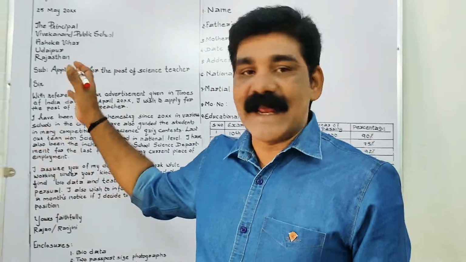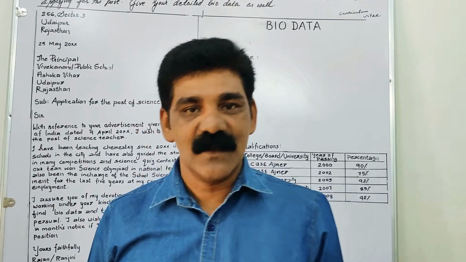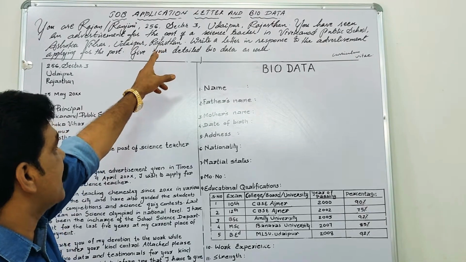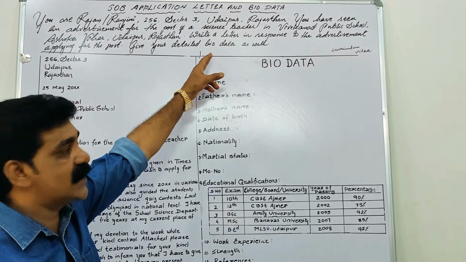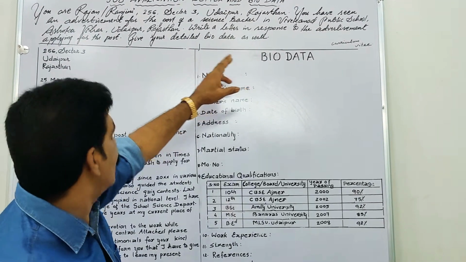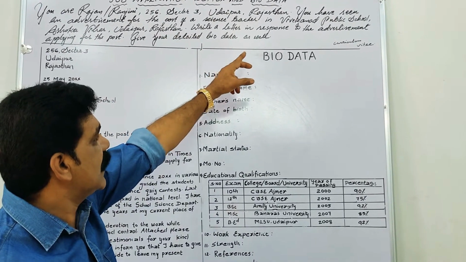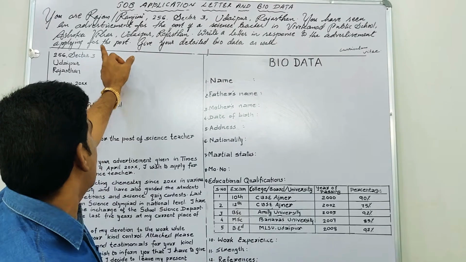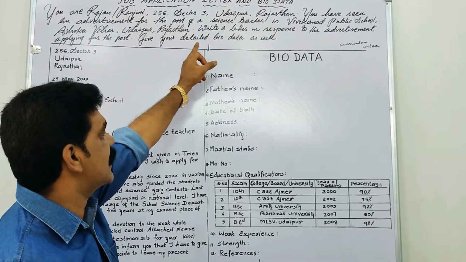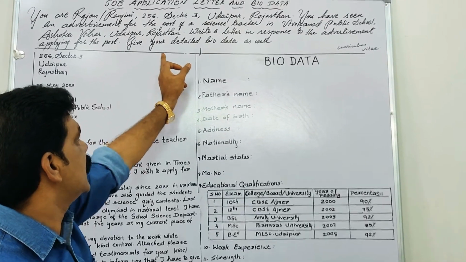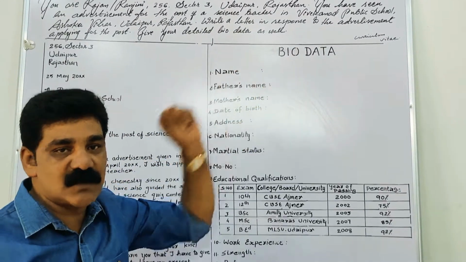See, I have given an example with the question. Let us go through the question first. You are Rajan or Rajani, 256, Sector 3, Udaipur, Rajasthan. You have seen an advertisement for the post of a science teacher in Vivekanand Public School, Ashok Vihar, Udaipur, Rajasthan. Write a letter in response to the advertisement applying for the post. Give your detailed biodata as well.